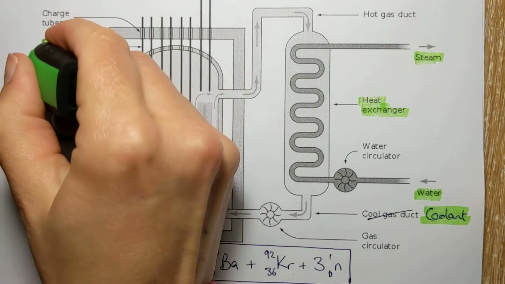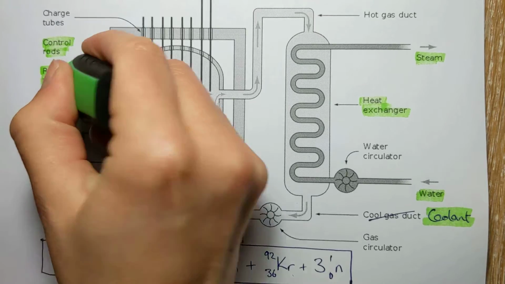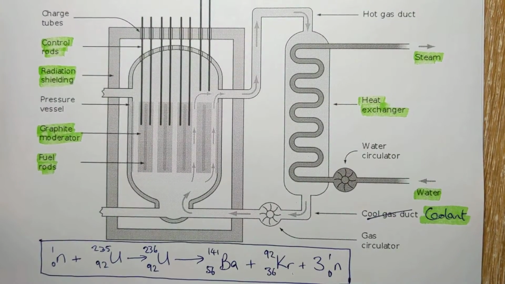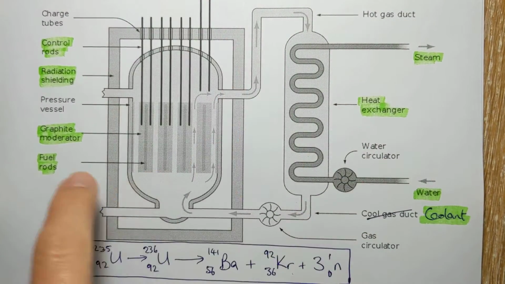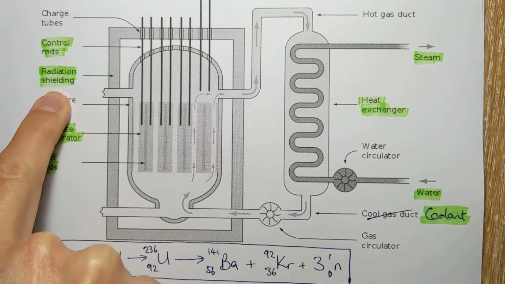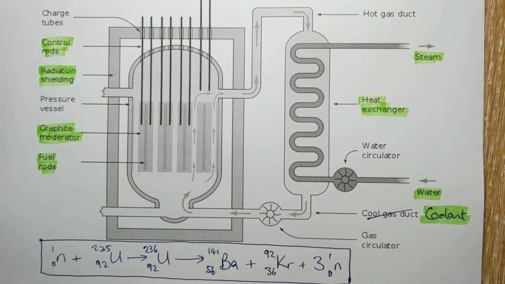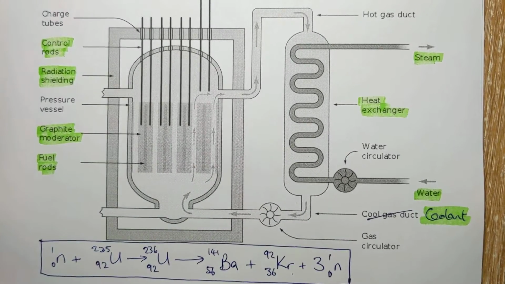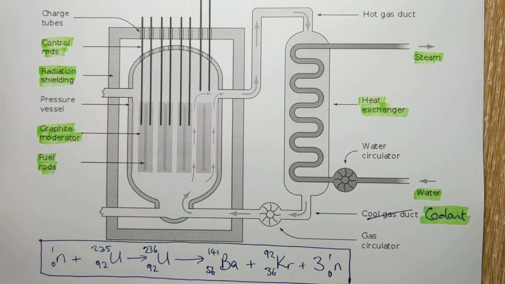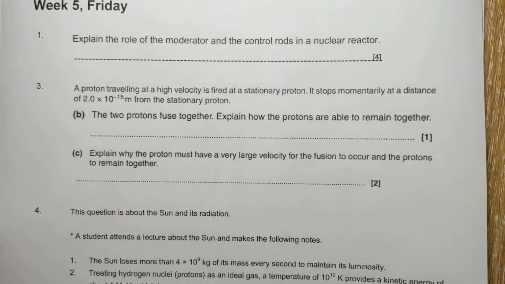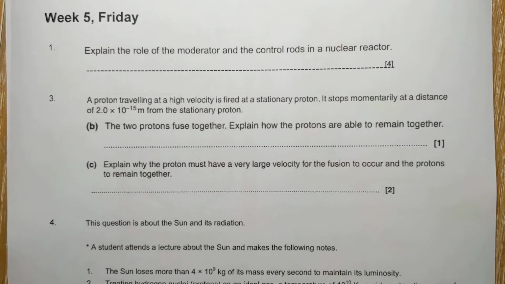I might just add in one more safety feature there, the fact that the whole reactor, the core of the reactor, is encased in something that doesn't let radiation through. That's obviously another important safety feature there. Okay, right, when you think you're ready, have a go at the first question today, which is worth 4 marks.